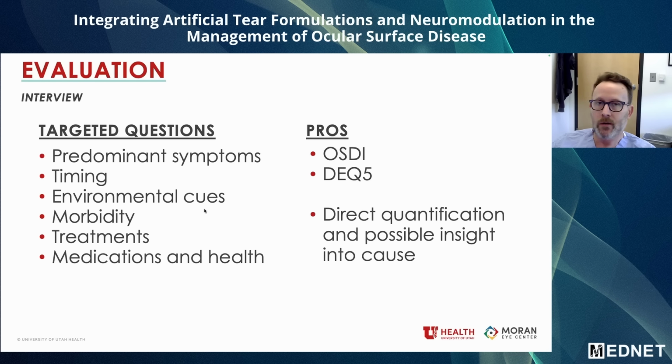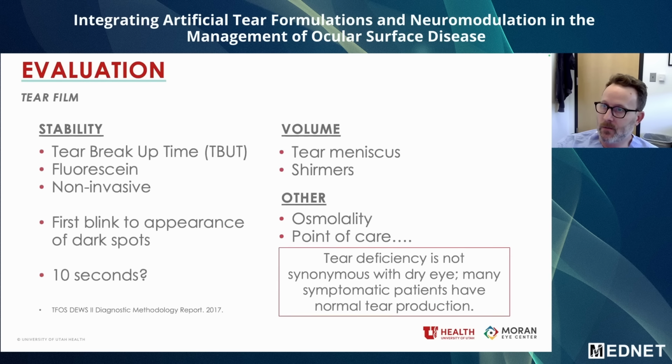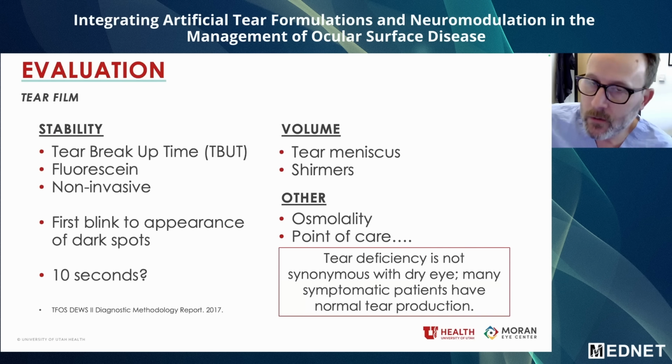There are patient-reported outcome surveys that can be used. I don't really use those in my practice, but the OSDI and DEQ-5 are two, and they're very well validated. They can offer direct quantification and possible insight into causes, but I don't use any of those in my evaluation of patients. So then we come to the physical exam.